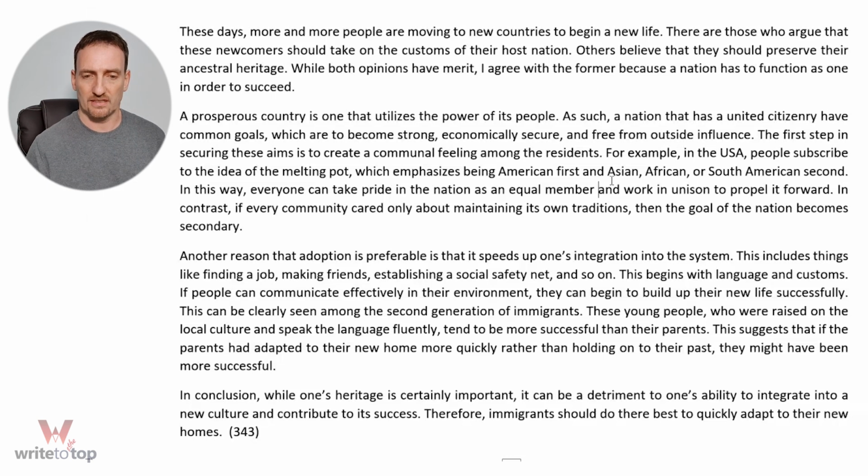This suggests that if the parents had adapted to their new home more quickly, rather than holding on to their past, they might have been more successful. So just more confirmation that holding on to the past, not necessarily a good thing. In conclusion, while one's heritage is certainly important, it can be a detriment to one's ability to integrate into a new culture and contribute to its success. Therefore, immigrants should do their best to quickly adapt to their new homes. Just a quick summary of the general idea I gave in the essay.